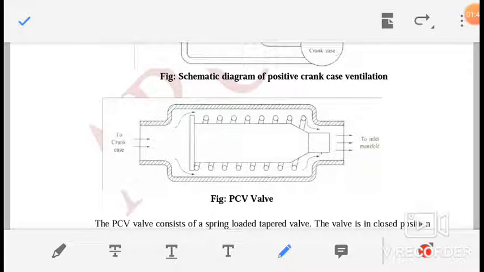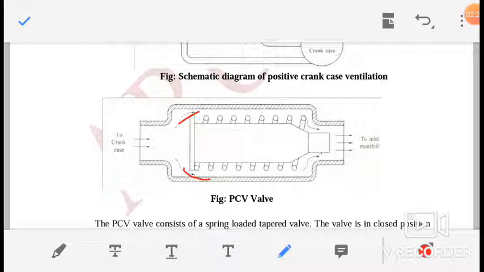The high intake manifold vacuum moves the tapered valve against the spring pressure, thus providing a small opening in the valve for the flow of blow-by gases during part throttle. So here you may observe this opening. It opens as per the amount of blow-by gases in the crankcase. If more flow is there, the valve opens more, so a greater amount of gas will flow through the valve.